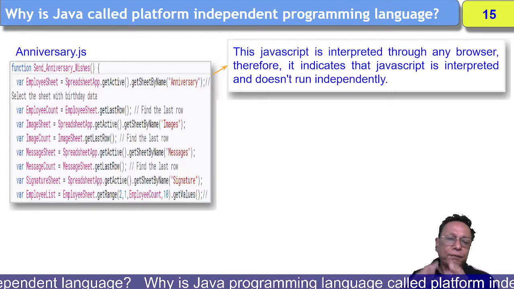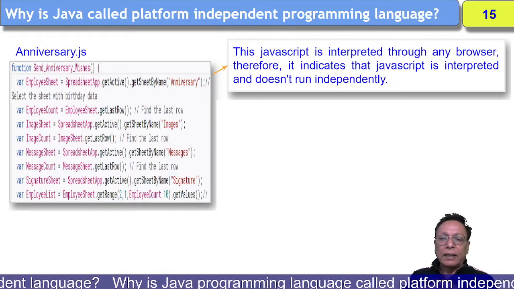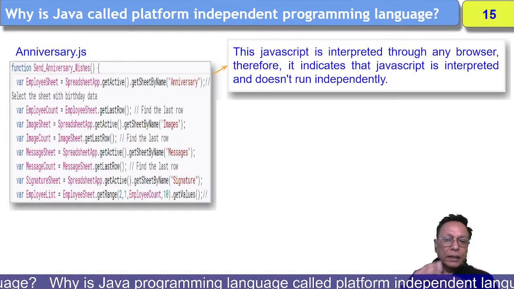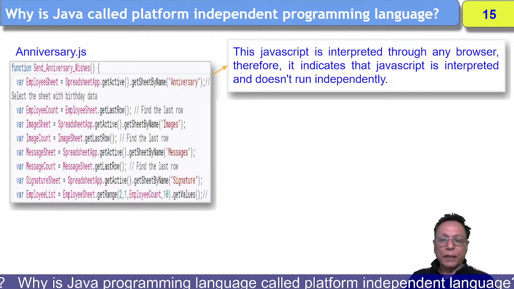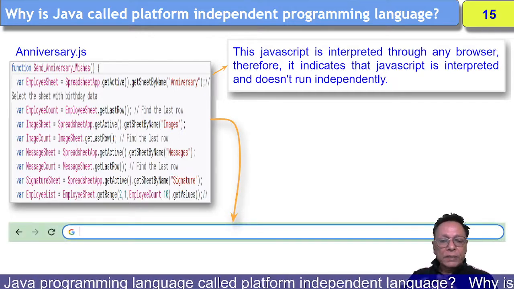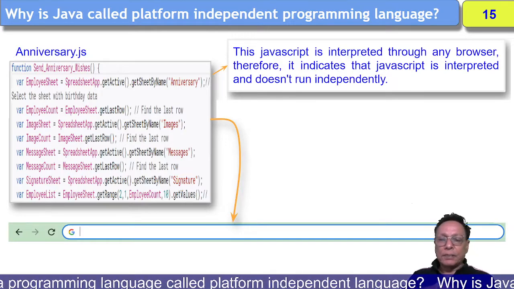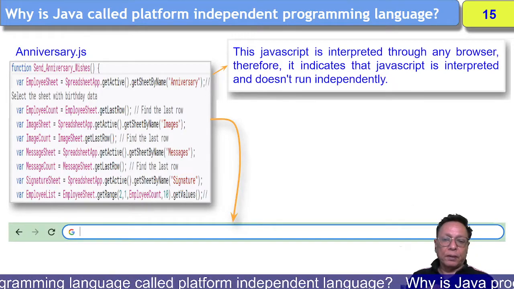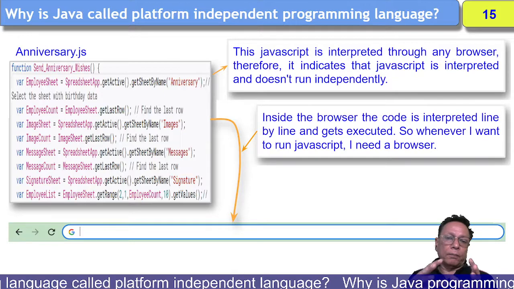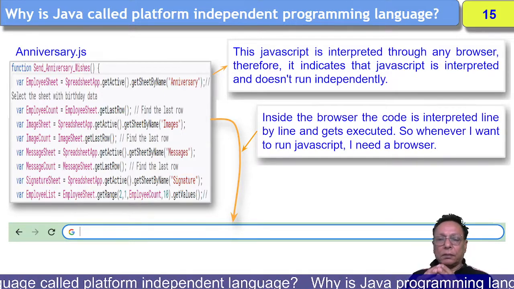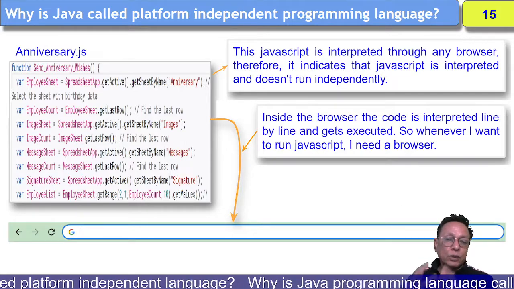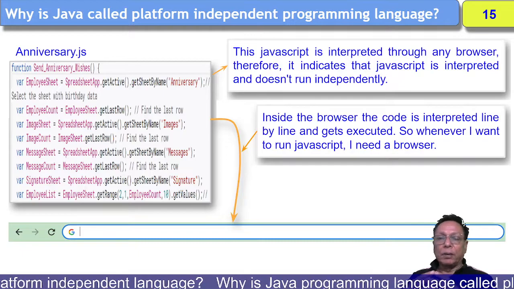Means if the code is there, independently it doesn't run. So what does the interpreter do? The interpreter interprets the lines of this script and gives the output. So a browser is required, and through the browser this JavaScript gets executed. Inside the browser, this JavaScript is interpreted by the interpreter line by line, and that is why to run JavaScript, a browser is required.